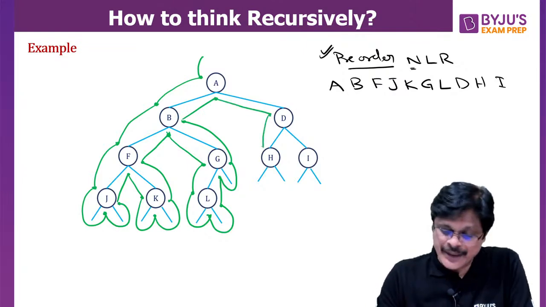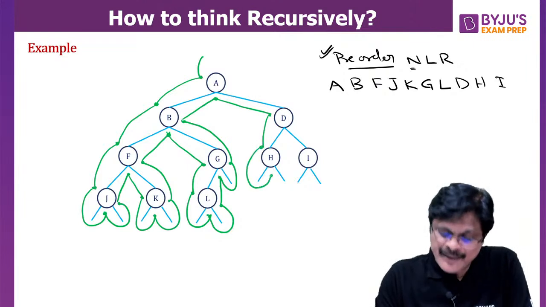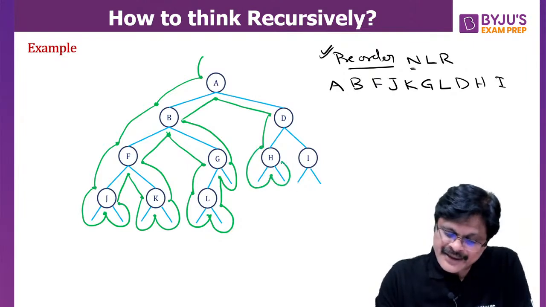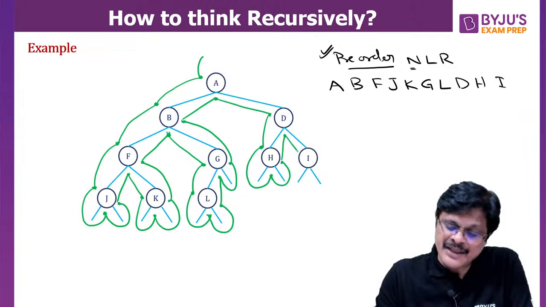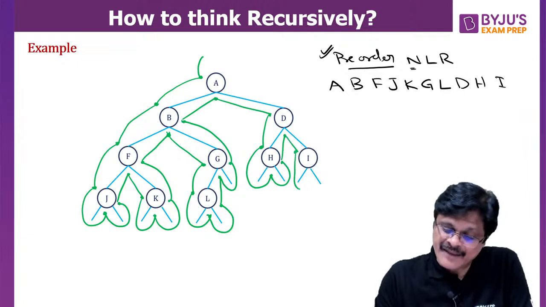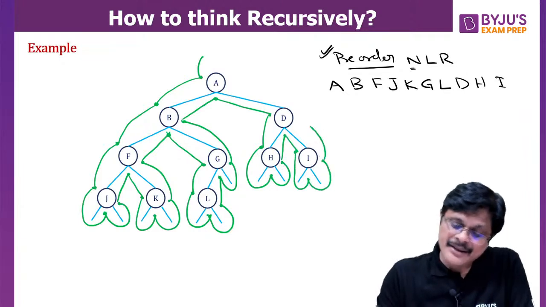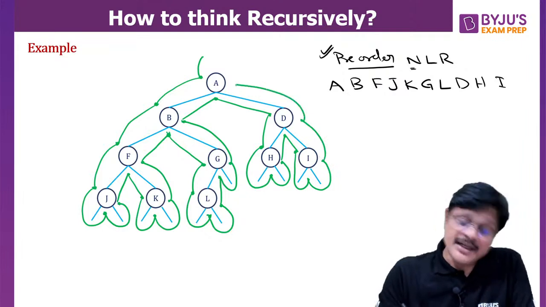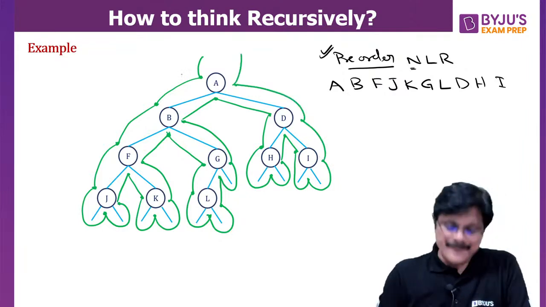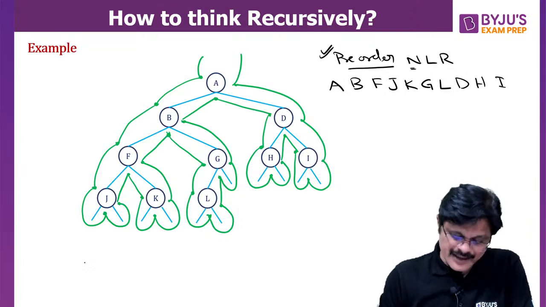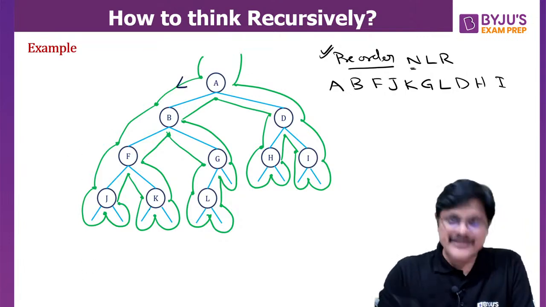D is visited. Now, H is visited first time, second time in the middle, third time on the right. And D visited left, then I visited left, middle and right. And D is visited third time. A is visited third time, like this. And you just need to traverse this from here. Like this, you need to traverse.